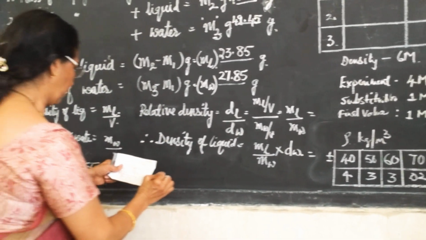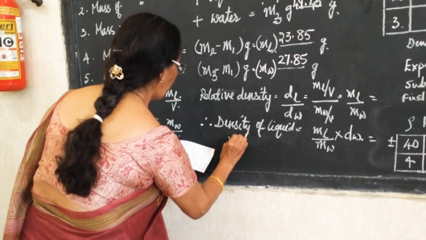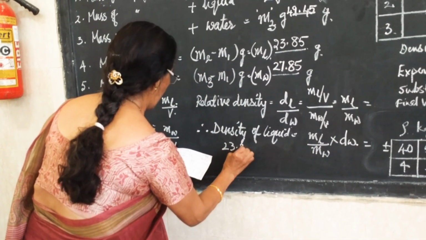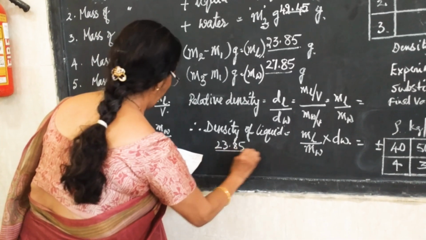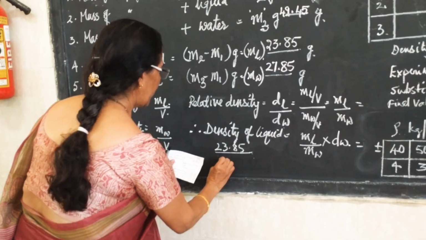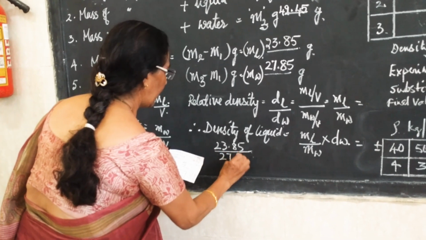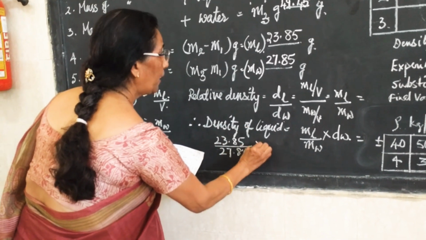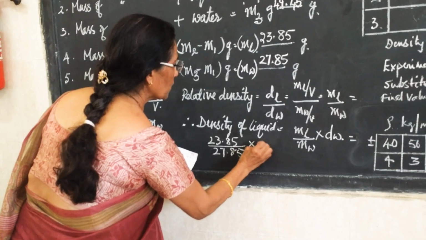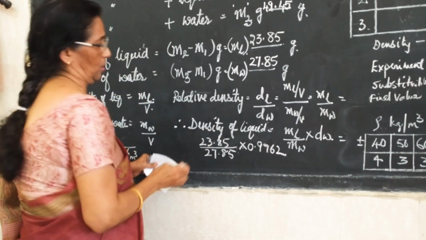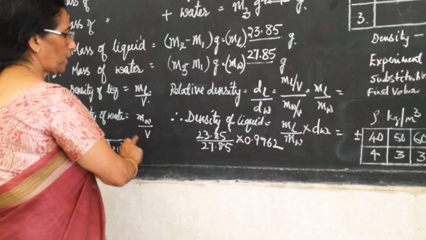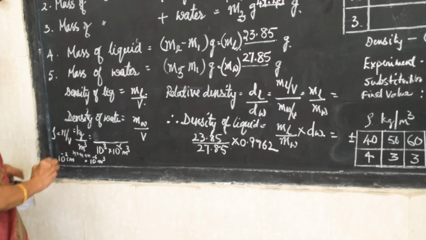Therefore, I have here the value 23.85 divided by 27.85 into the density of water, which is 0.9962. Now you know what is the unit I should be using.